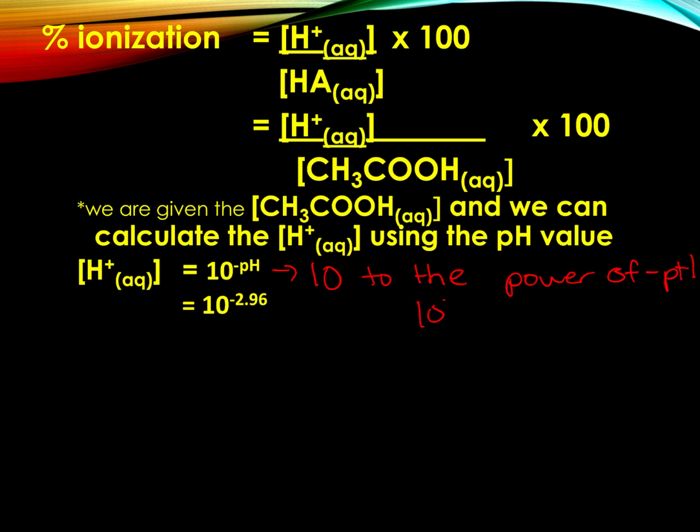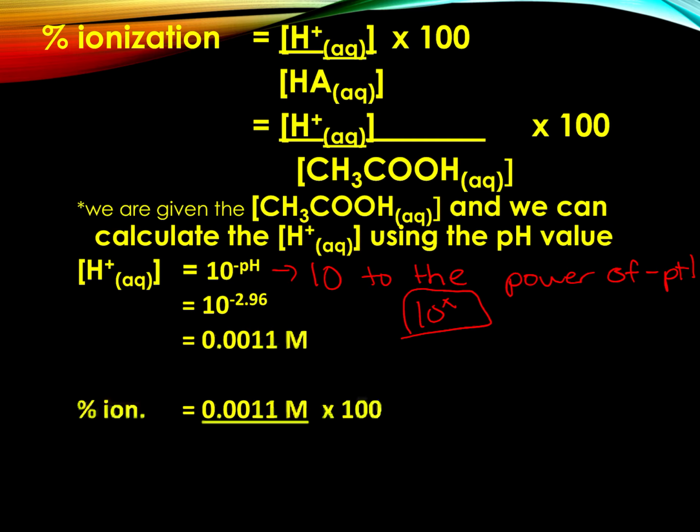So there should be a button on your calculator. The inverse of log is 10 to the x, or you can type in 10 to the power of, however you do that on your calculator, to the negative pH. So 10 to the negative 2.96 is 0.011 molar.